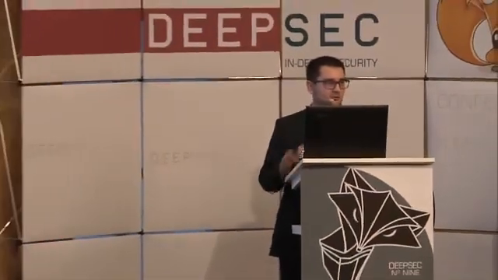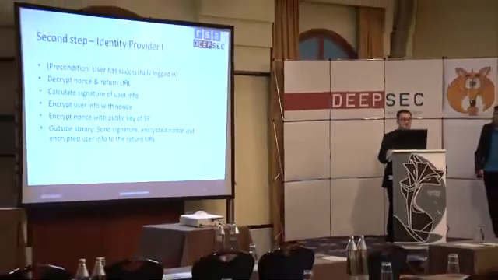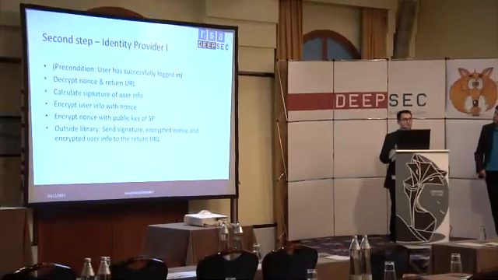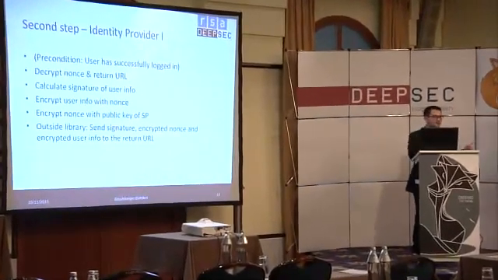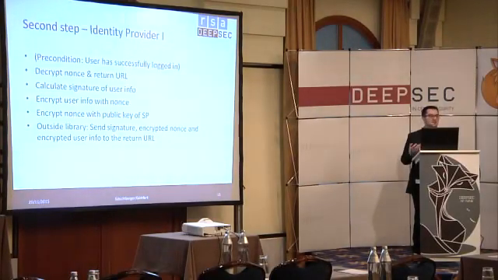Then you encrypt the user info with the nonce, so symmetric encryption. And finally, you encrypt the nonce with the public key of the service provider. So again, only the service provider should be able to decrypt the nonce because it is asymmetrically encrypted. After doing that, outside the library, you send signature, encrypted nonce, and encrypted user info back to the return URL that was passed.